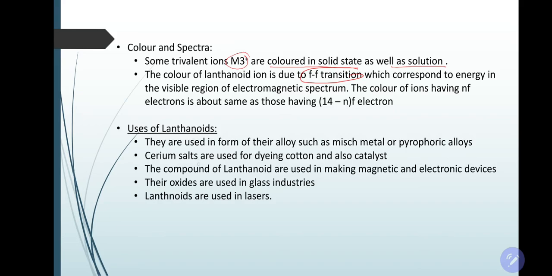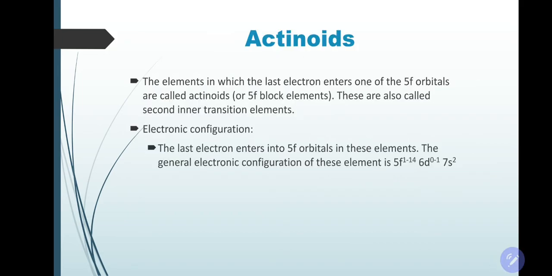What is the use of lanthanoids? Lanthanoids are used to form alloys such as misch metal or pyrophoric alloys, okay. Cerium salts are used for dyeing curtains and also as a catalyst. The compounds of lanthanides are used in making magnetic and electronic devices. Their oxides are used in the glass industry. Lanthanides are used in lasers recently, okay.